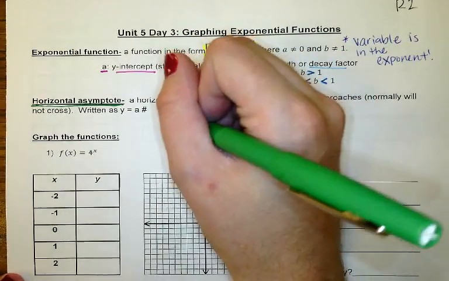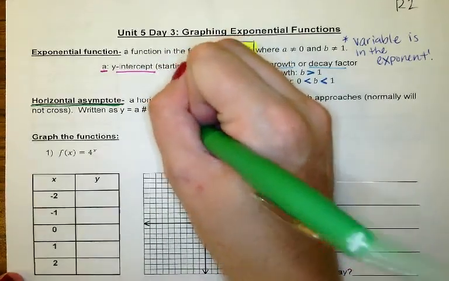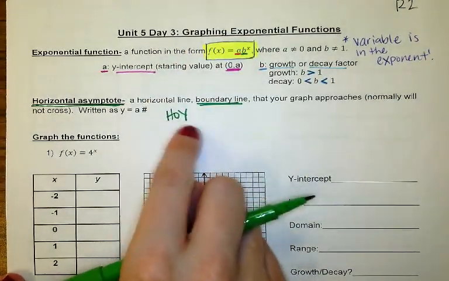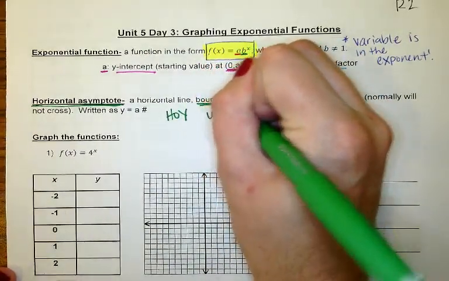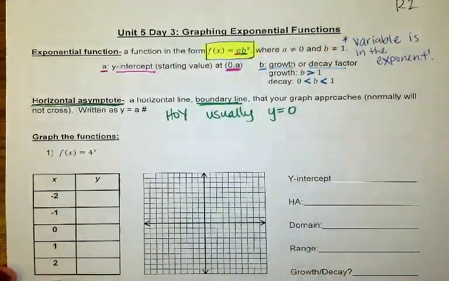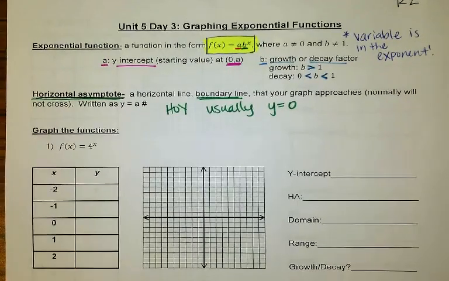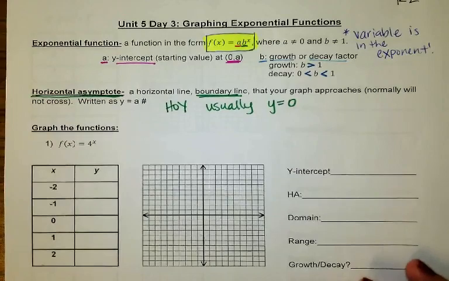And guys, this is a horizontal line, so it's going to be written like a horizontal line. Our slope will be 0, and it's usually y is equal to 0, okay? That is usually your horizontal asymptote, all right? There are some special cases where your horizontal asymptote is not y equal to 0, and I will show you when that happens. It's a very clear thing that happens when it's not y equals 0, all right?